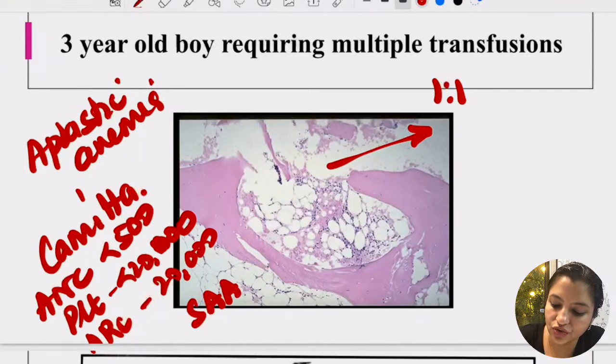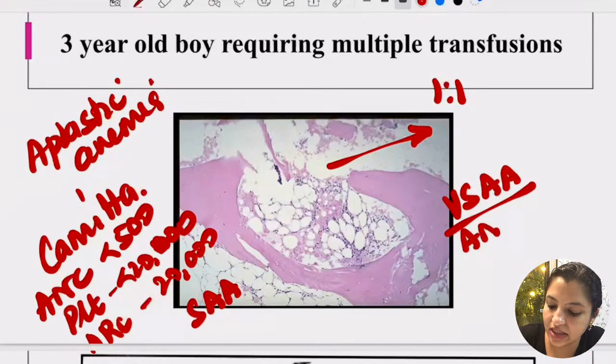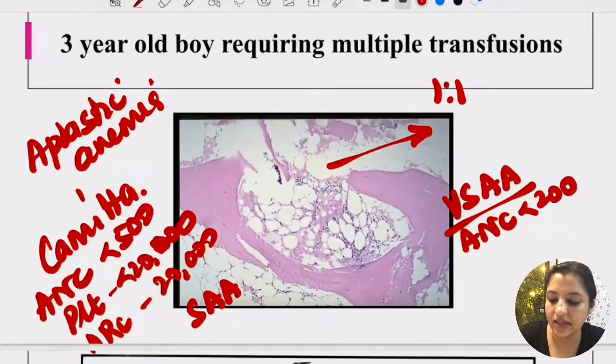If I have to change it to very severe aplastic anemia, everything will remain the same. The only thing is ANC will become less than 200. That's the difference between severe and very severe aplastic anemia. Other things are the same. So you should remember the criteria.